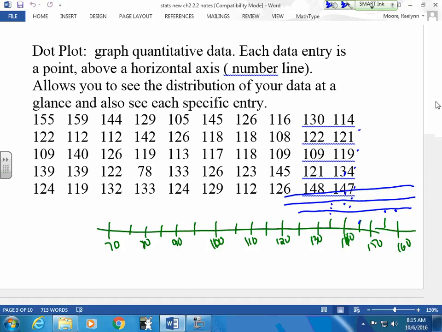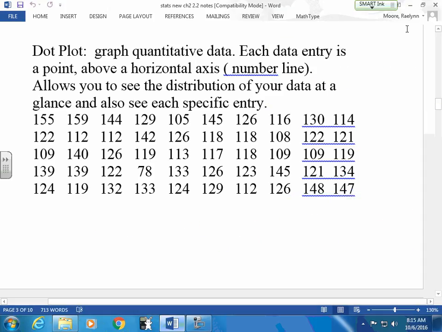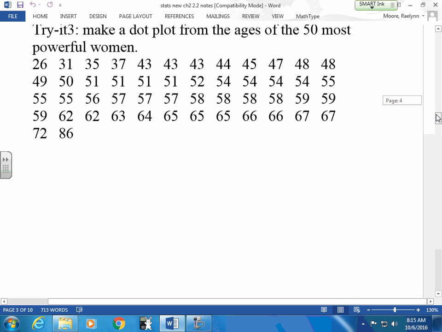If we looked at your stem and leaf, we had to kind of go into that leaf, look for those stems, and then see which one had the most in there. But this one, it kind of pops right out at us, doesn't it? This is more of an individual entry. So we're going to make one for the ages of your 50 most powerful women. We're going to do this one.